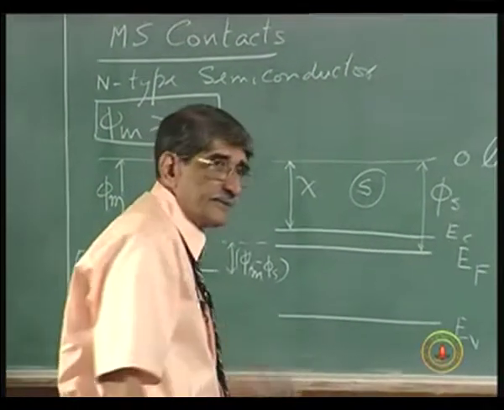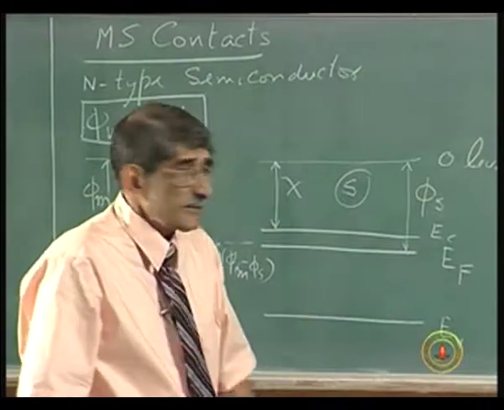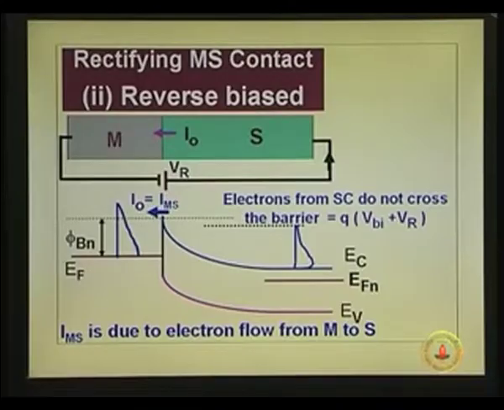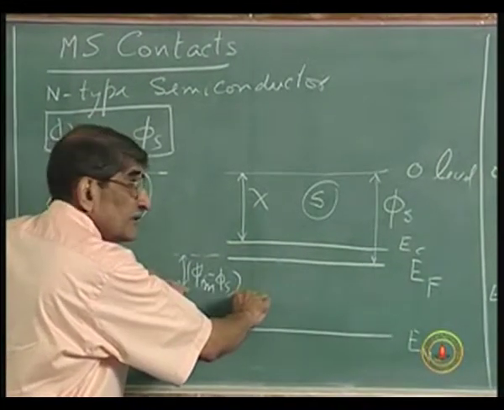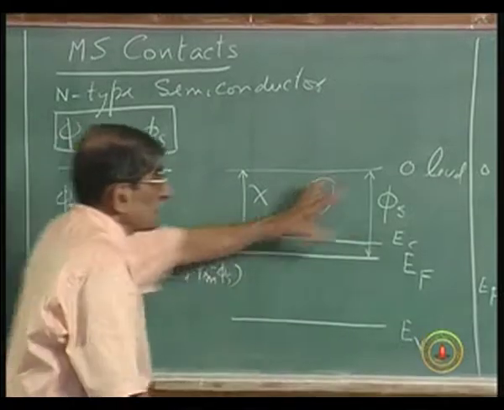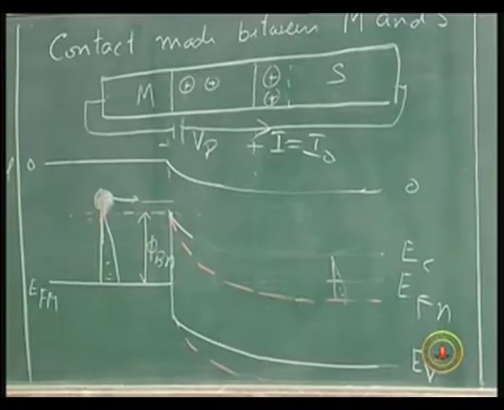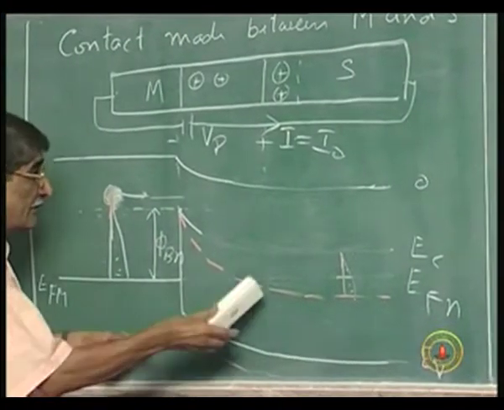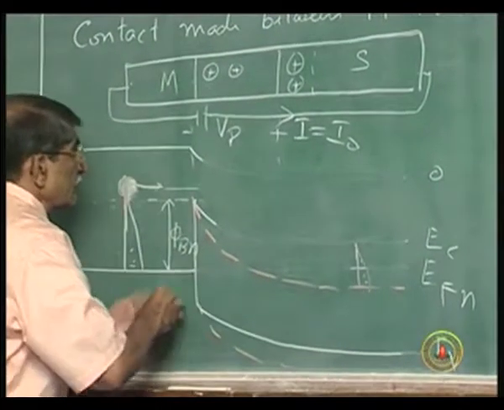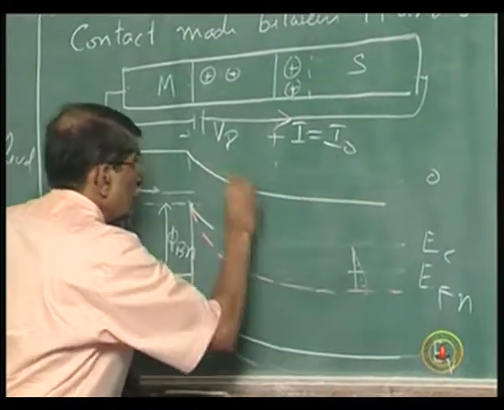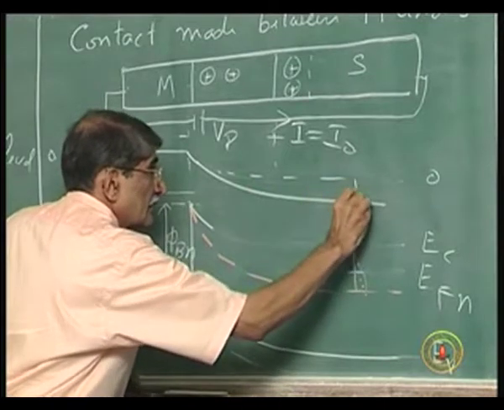The phi m minus phi s in the thermal equilibrium situation, that quantity will be the built-in potential. The energy band diagram has come down that much, that means that will be the potential that was originally present. So, when you apply reverse bias, this also will come down by the same amount, V r.